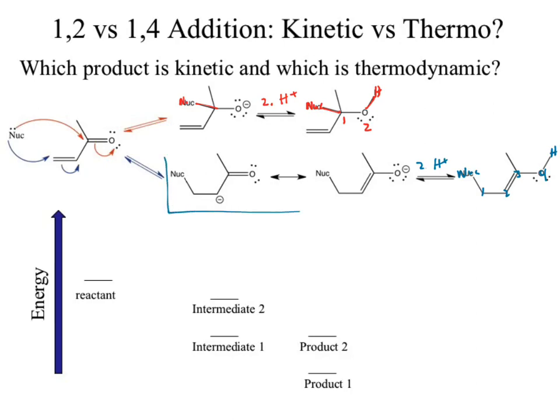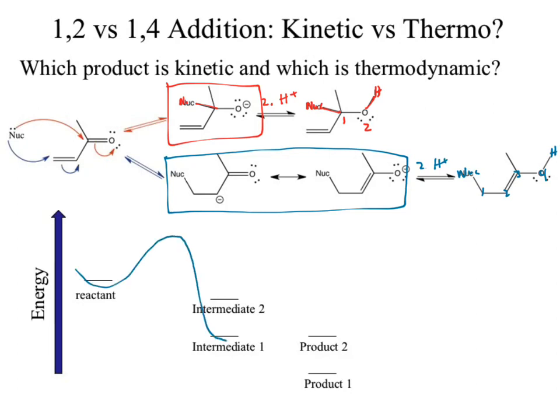Okay, so let's box them. Here's our intermediate. Here's our intermediate. Which one is lower in energy? Why is the blue one lower in energy? There's resonance stabilization. So I would expect my reaction to occur something like this. And actually we're going to ignore the peak of that for the moment. I'll just erase it again. So we get something along those lines, right?